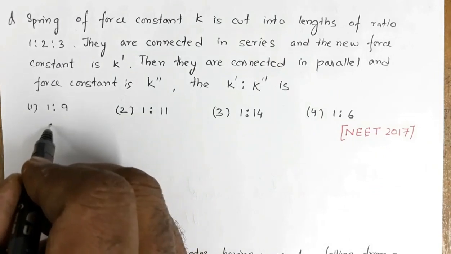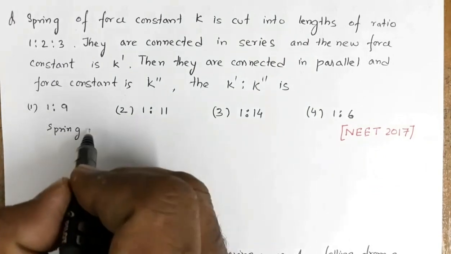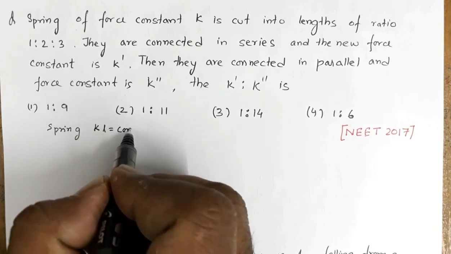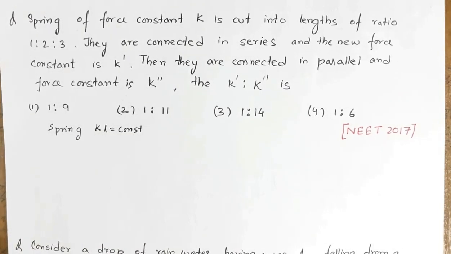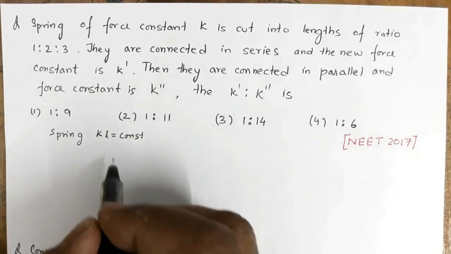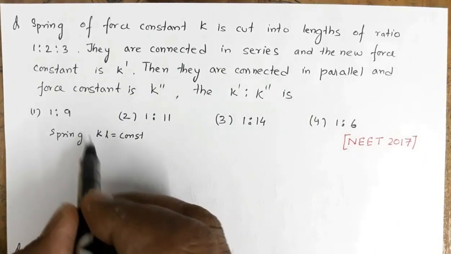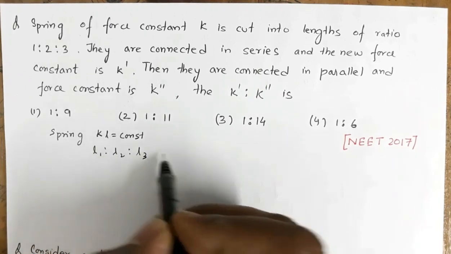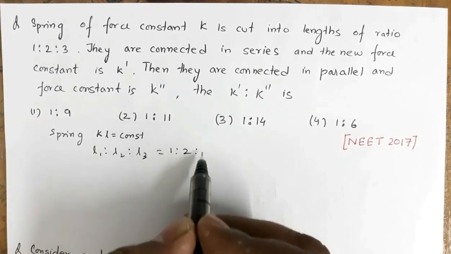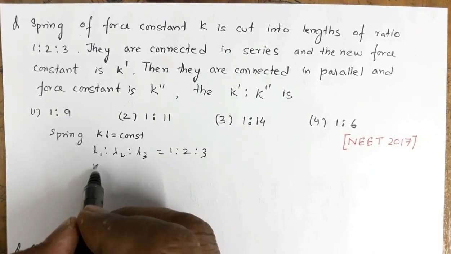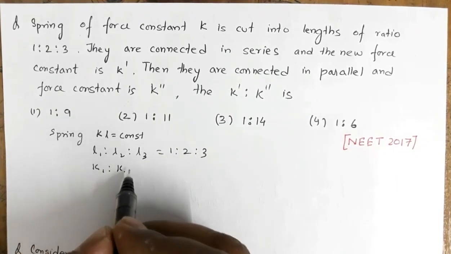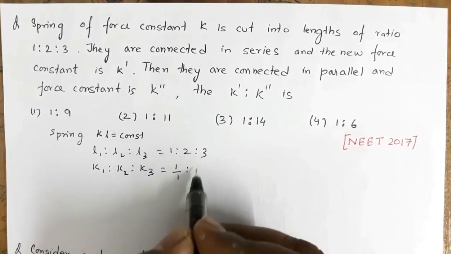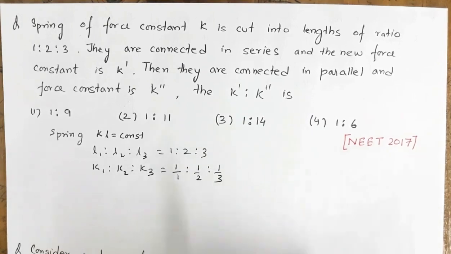Okay. Now for a spring, the product of K into L, spring constant into length, this is always a constant. This is the main concept behind this question. So now ratio of length L1 is to L2 is to L3, it is 1:2:3. So that means the ratio of the spring constant K1 is to K2 is to K3 is equal to 1/1 is to 1/2 is to 1/3.